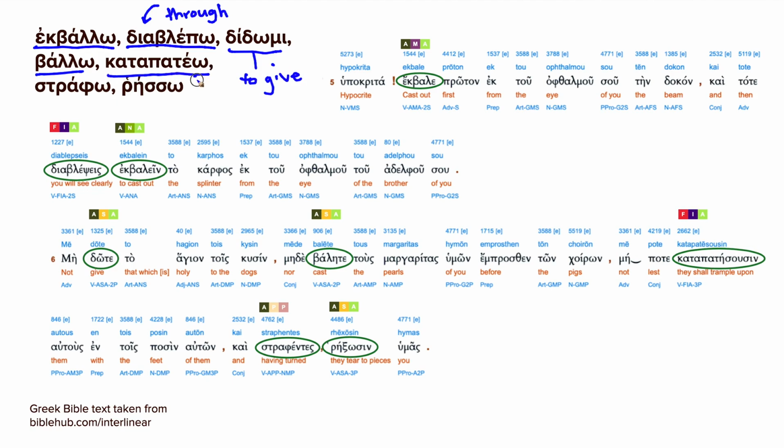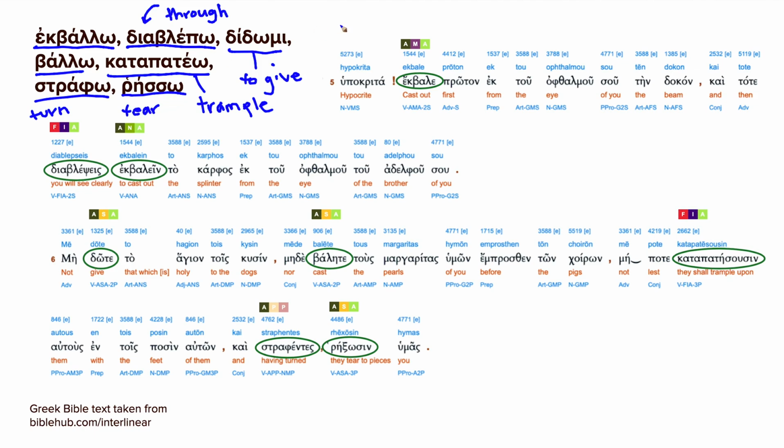Kata pateo. This one, pateo means to walk on or to tread on. Kata usually means under. So this is like to tread something under your feet. So to trample. Trample would be a good explanation. And then we have strafo, which means to turn. And then reso, with a little trill because it has that hard r. And reso means to tear. That word is what's used when Jesus talks about tearing an old wineskin, for example.